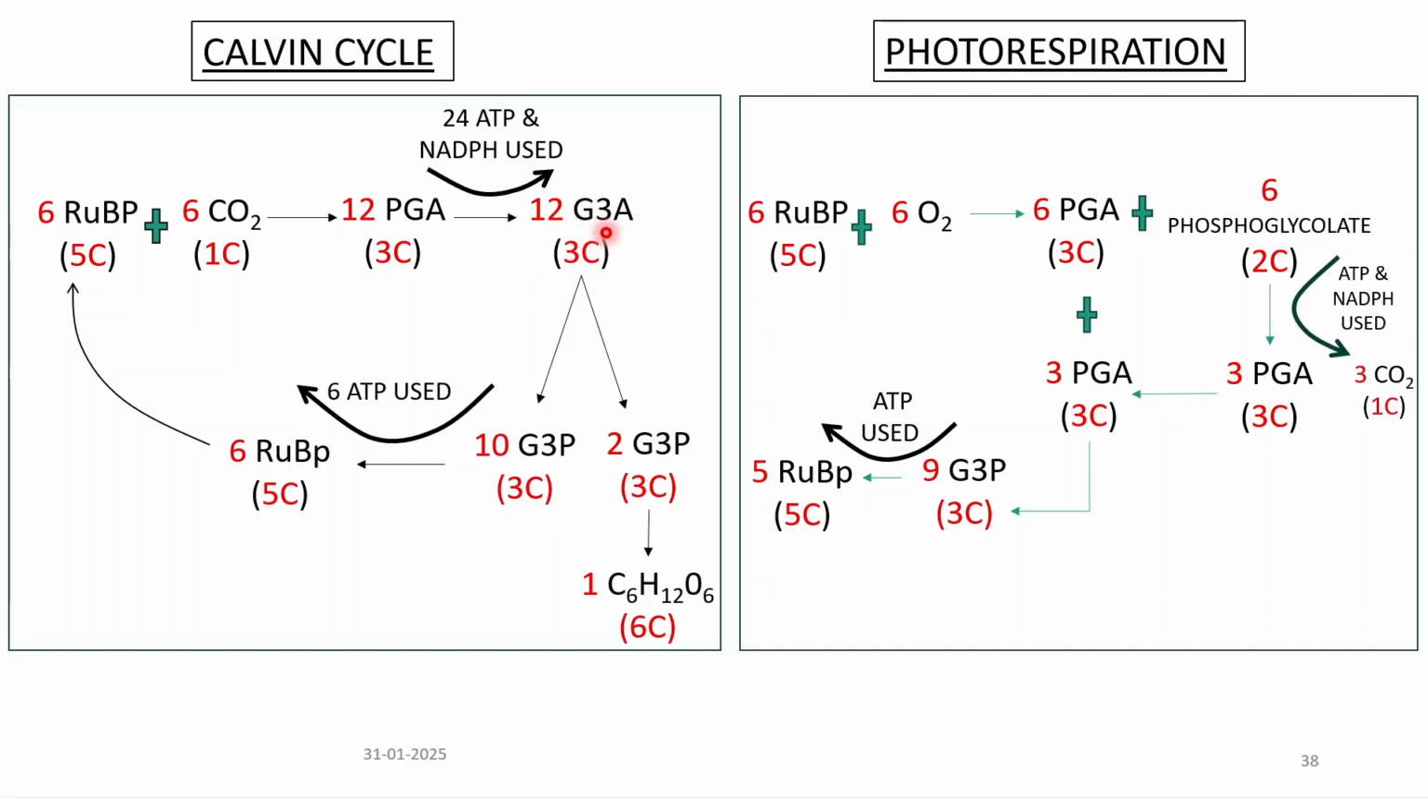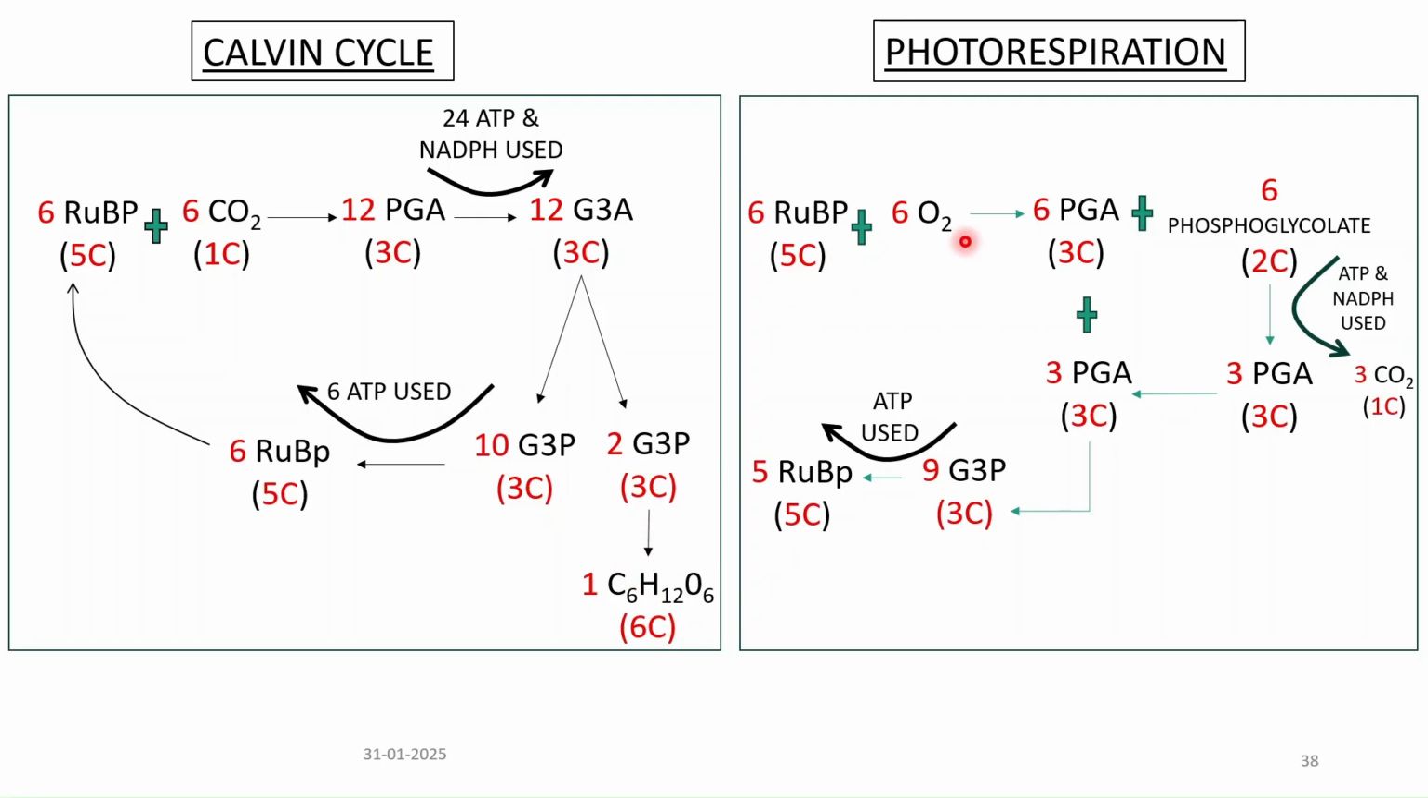Now, this 12 G3P will be divided into 10 and 2. 10 will go for the regeneration of RUBP, and 2 will go for the production of carbohydrates or glucose.